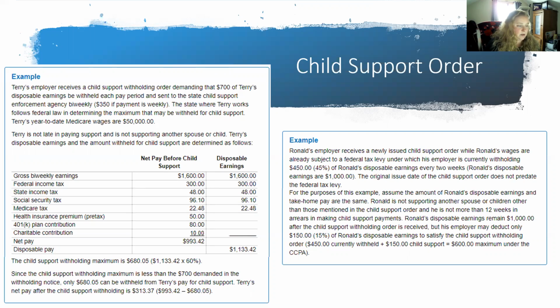Ronald is not supporting another spouse or child other than those mentioned in the child support order, and he is not more than 12 weeks in arrears in making child support payments. So his disposable earnings remain $1,000 after the child support withholding order is received, but his employer may deduct only $150 or 15% of Ronald's disposable earnings to satisfy the child support withholding order, because the maximum amount that can be withheld is that 60%. And they're already taking $450 for the previous withholding order that was in place. So 450 plus the 150 gives us the 600.